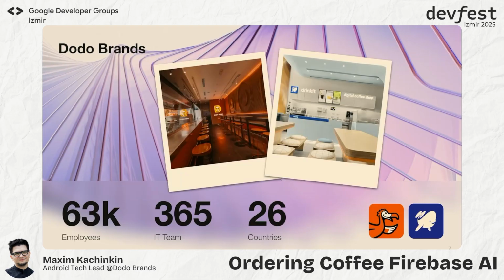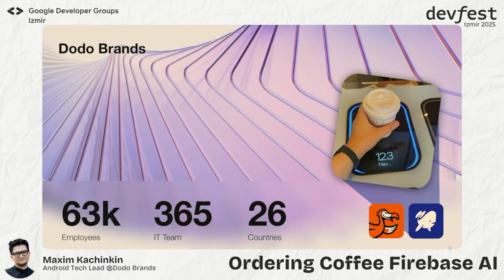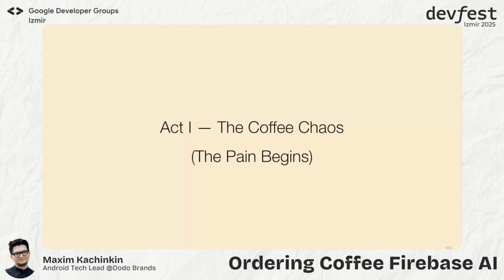A few numbers about the company behind all of this. Dodo Brands is a franchise company. We have Dodo Pizza restaurants and a coffee chain called Drink It. And actually we have Dodo Pizza in Turkey. So we started in Russia and right now we operate in 26 countries, including Turkey, so you can try out our pizza. My favorite is chicken bomboni. But today we're going to talk about another project, the coffee chain app, Drink It.